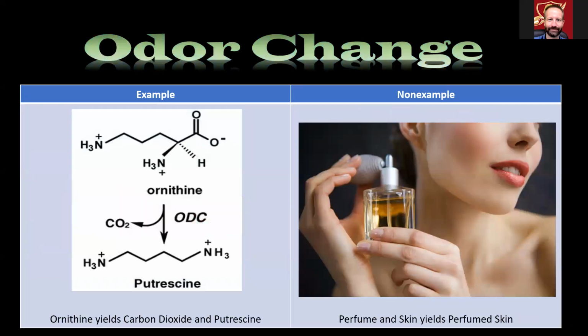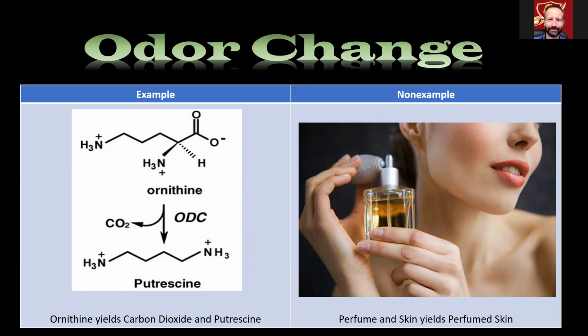Okay. Next change, odor change. This is a fun one. So in chemistry, we have this compound called ornithine. And if you get it to lose a carbon dioxide, do you see these two O's up here in the corner? And there's a carbon in the middle. If I get that carbon dioxide to leave, what I end up with is called putrescine. Guess how putrescine smells? Putrid, hence why they called it putrescine.